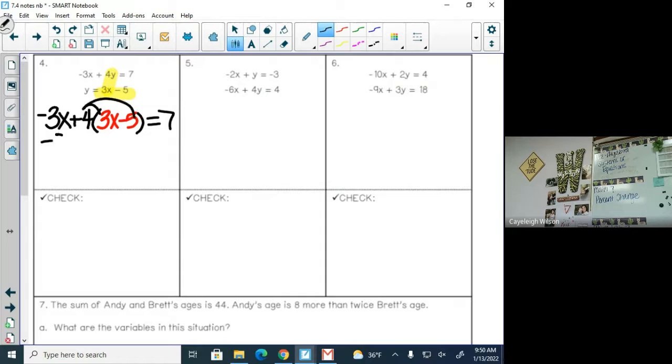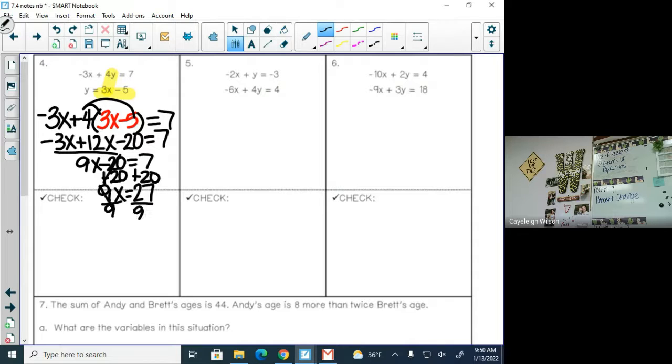And then I distribute, so that's positive 12x minus 20. Combine like terms, so that's 9x minus 20 equals 7. Add the 20, so 9x equals 27. Divide by 9, and x equals positive 3.